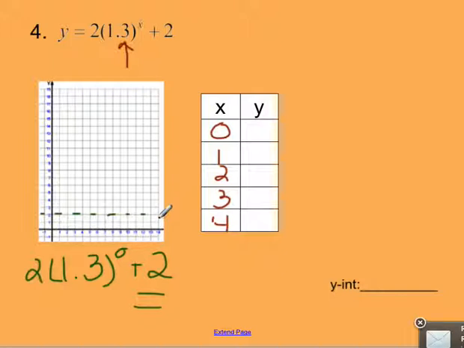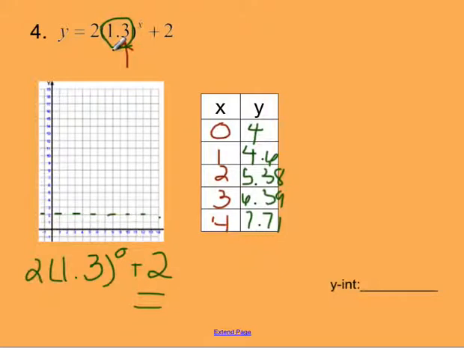Okay, so when you type in 0, you get 4. When you type in 1, you get 4.6. When you type in 2, 5.38. So you'll notice it's growing really slowly. 6.39, 7.71. So it's growing very slowly because we're basically almost multiplying by 1, right?